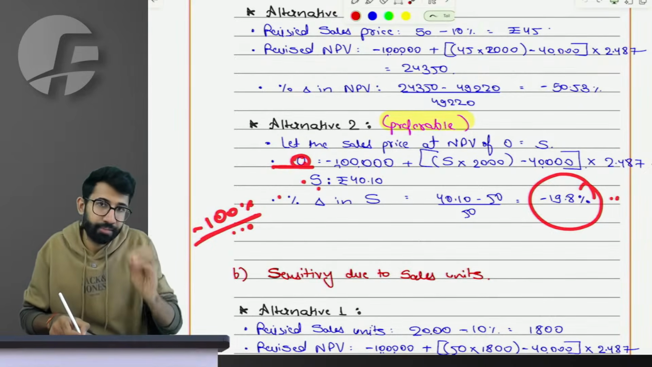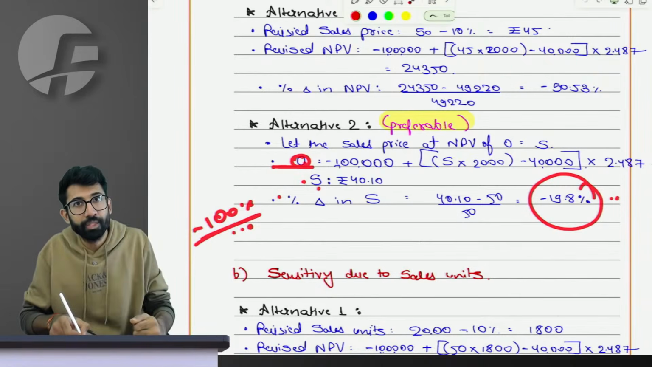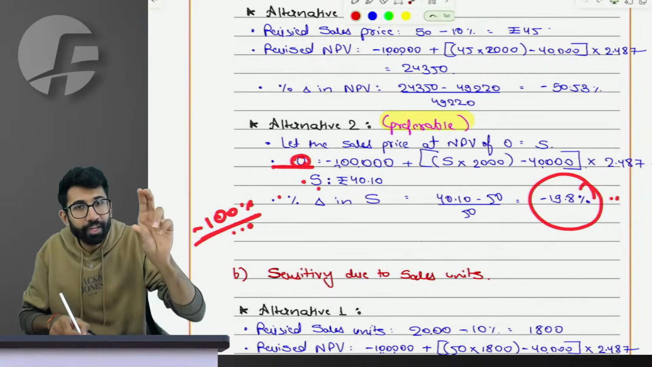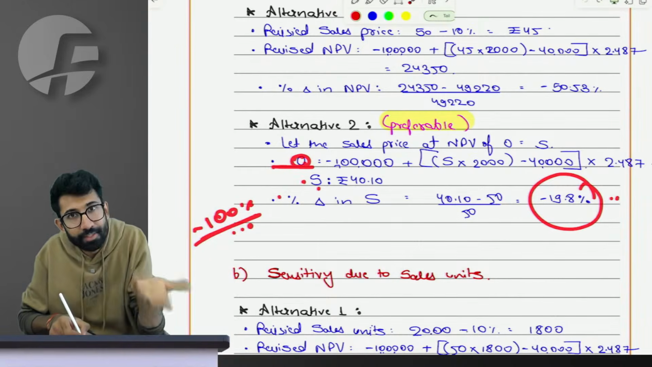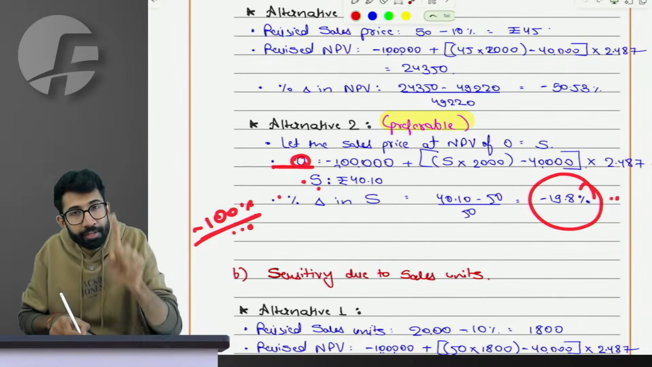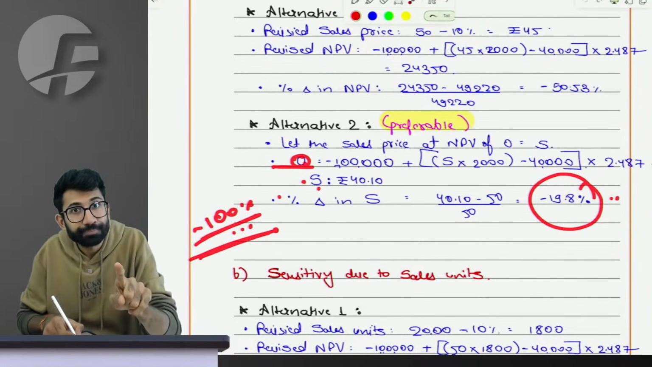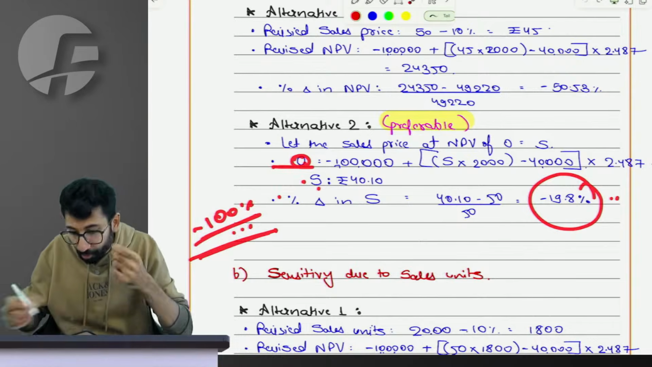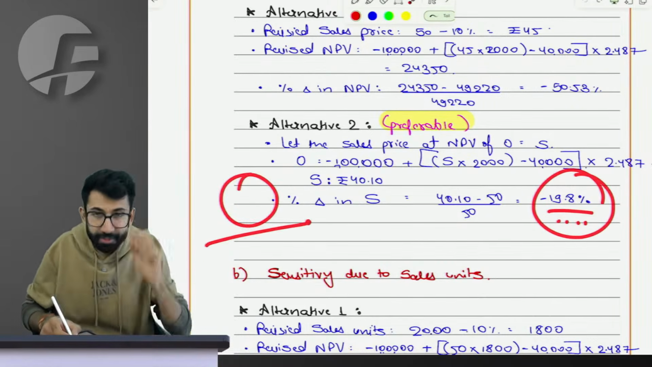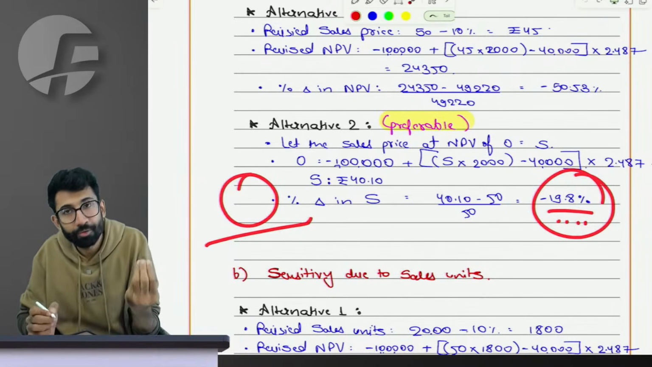Boss, suppose you have 65 marks in AFM. What if your marks are deducted by 100%? 100% of that is 65 only. If I deduct 65 marks, it becomes 0. So a 100% change in marks is making it 0. So a 19.8% change in sales price will make a 100% change in NPV, will make it 0.